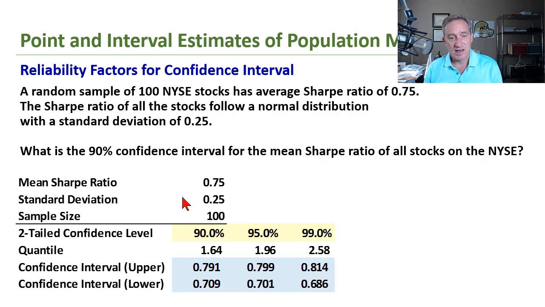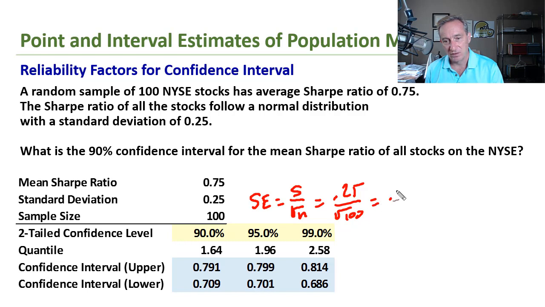So what we have here, above the line, are three known assumptions. The standard deviation, let's say, of the sample or the population is 0.25 and our sample size is 100. Well, we can get the standard error, can't we? The standard error is the sample standard deviation divided by the square root of n. So it's 0.25 divided by the square root of 100, so it's 0.25 divided by 10. Lucky for me, it's 0.025, which is my standard error.